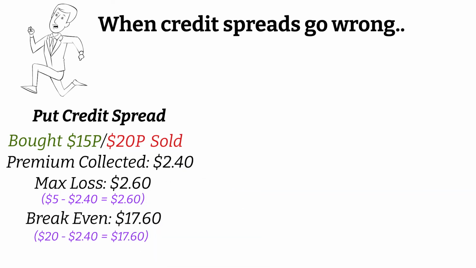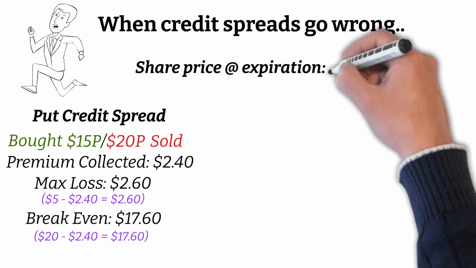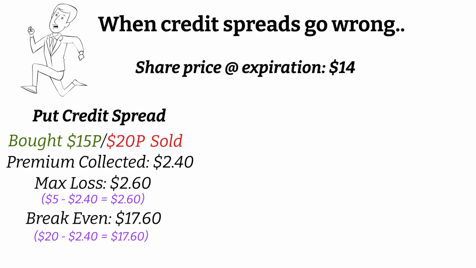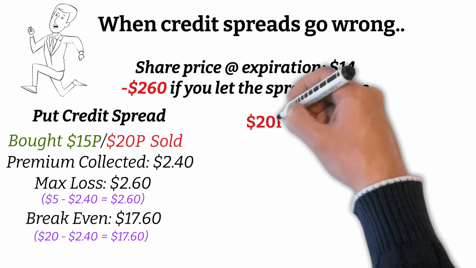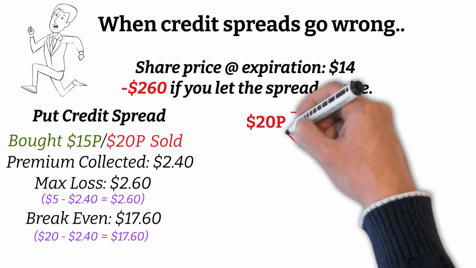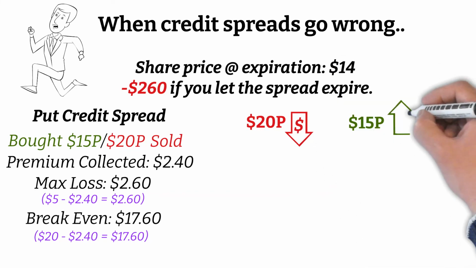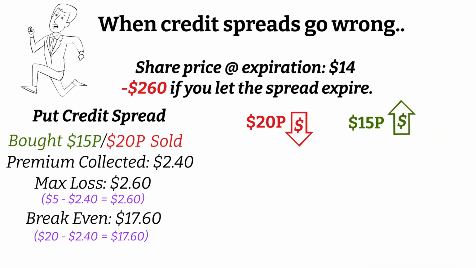$17.60. Let's say at the contract's expiration, the stock was trading at $14, which is well below your break-even price of $17.60. If you let the spread expire, you lose $260, and that's the end of the story. Although, you have another option if you feel as if this dip was unjustified and thought that the stock was going to rebound. So keep in mind that as your $20 put you sold was losing money, the $15 put you bought was gaining money.